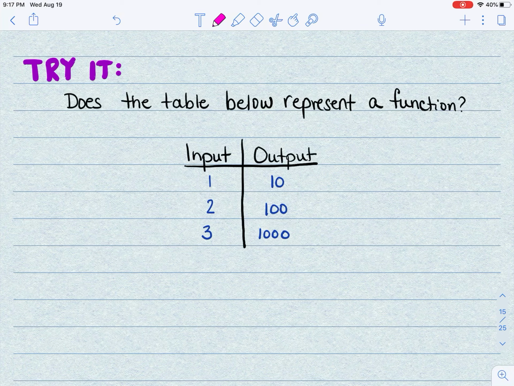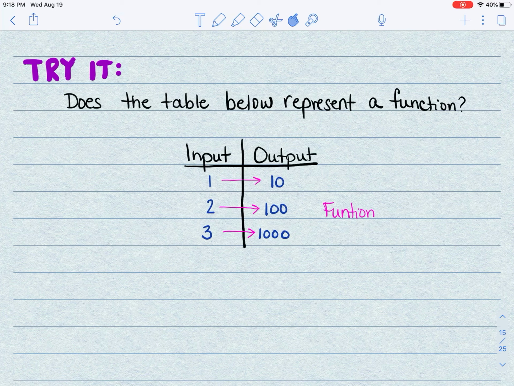All right, so you've unpaused the video and you're checking your work now. So let's see if this is a function or not. The input value of 1 only maps to 10. The input value of 2 only maps to 100. The input value of 3 only maps to 100. I'm sorry, 1,000 rather. So that means that each x is associated with only one y. So that means it is a function.